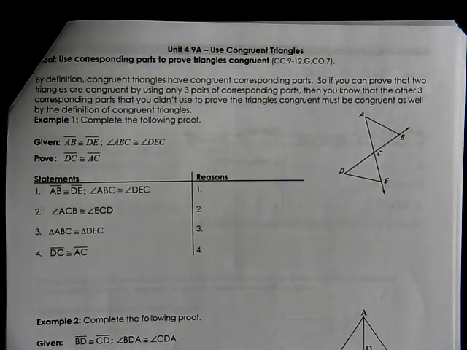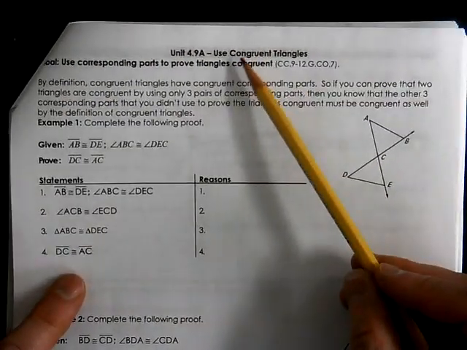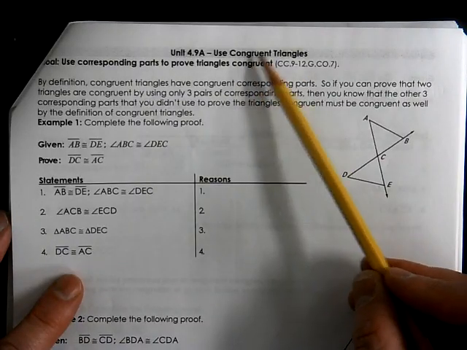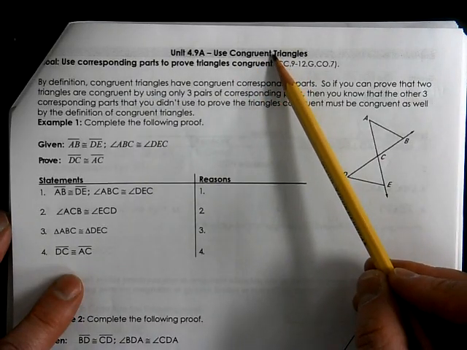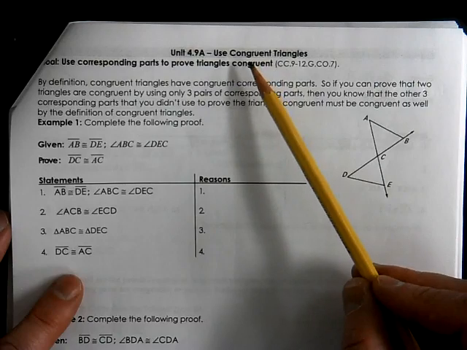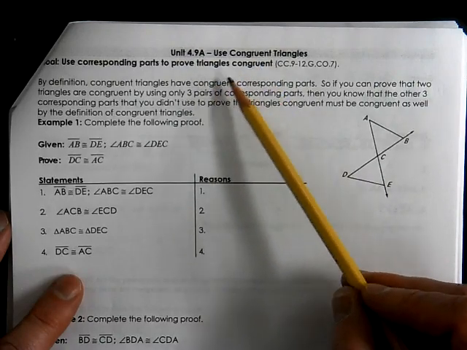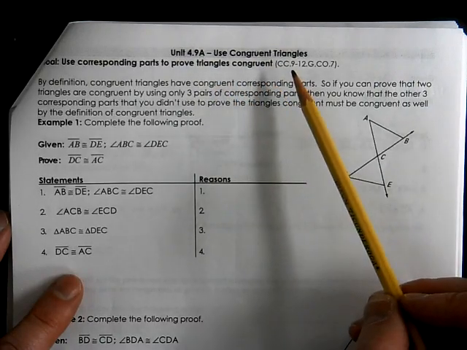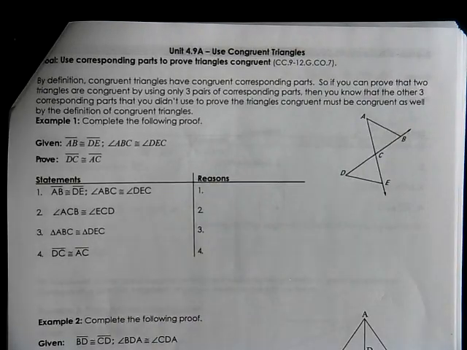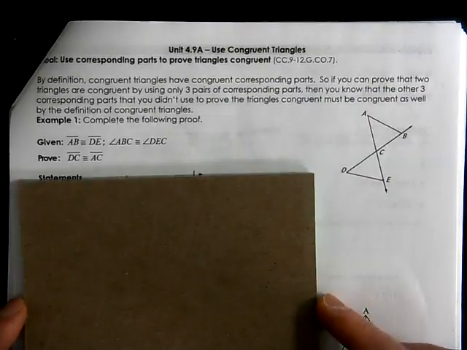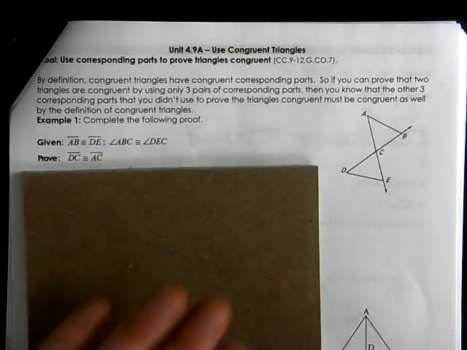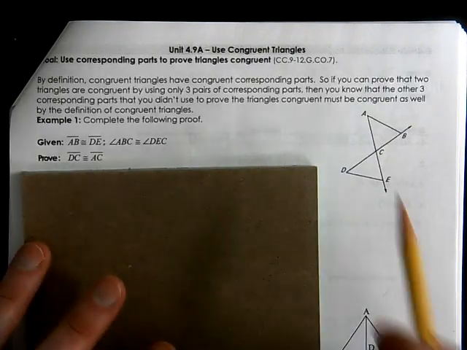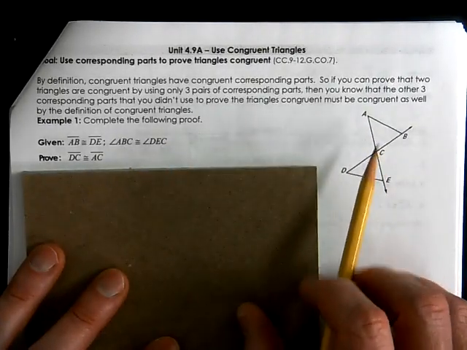This is Geometry 4.9a. We've already learned about congruent triangles. Now we're going to talk about how to prove the other corresponding parts congruent. So as we've done in the past, when you work on a two-column proof, don't focus on the proof right away. Focus on the parts that we're trying to work with.